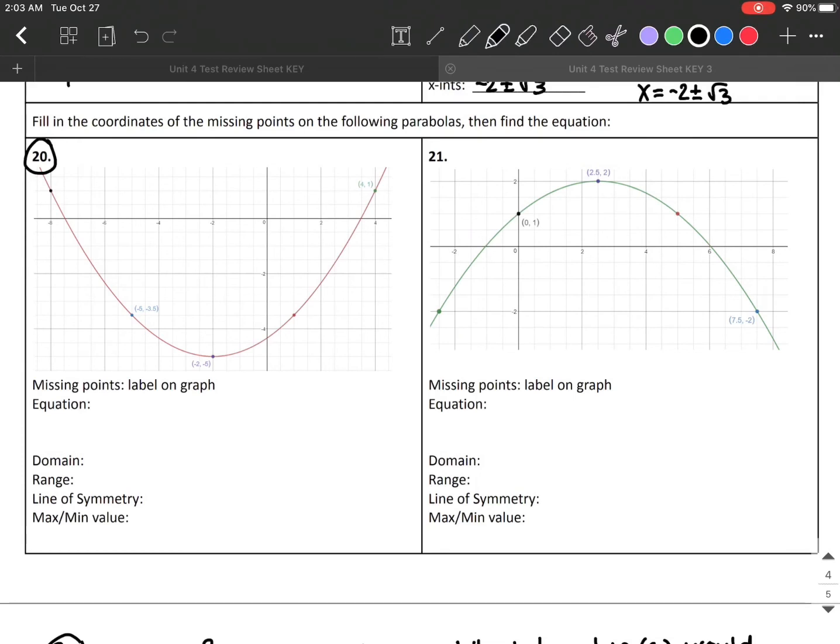All right, and then number 20, I have missing points on this graph. I don't care about them. You don't have to fill them in. That's fine. I'm confident that you know how to fill in the coordinates given a point on a graph.